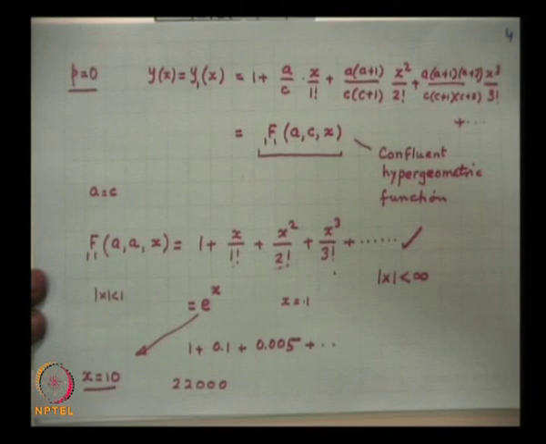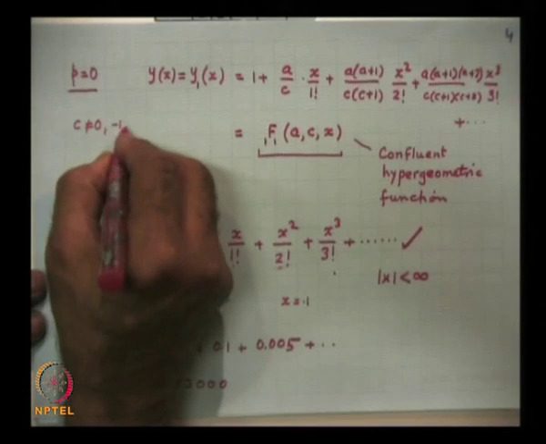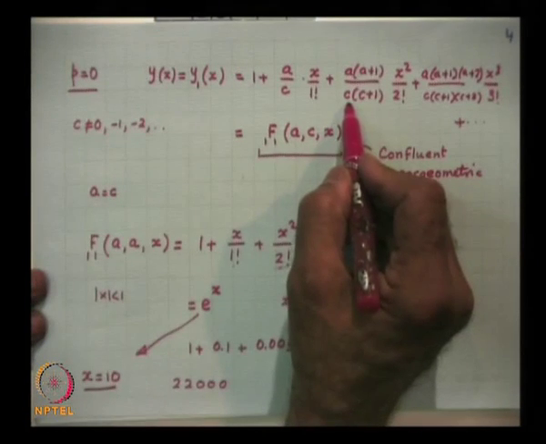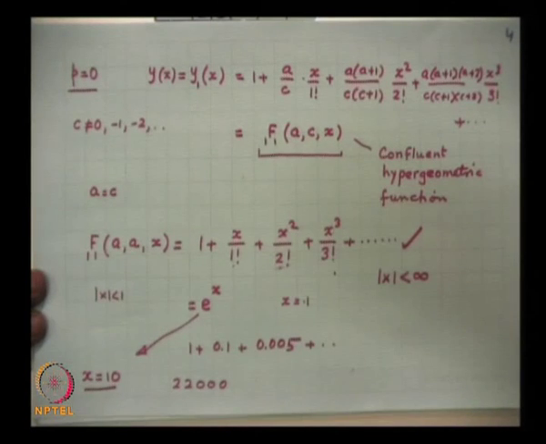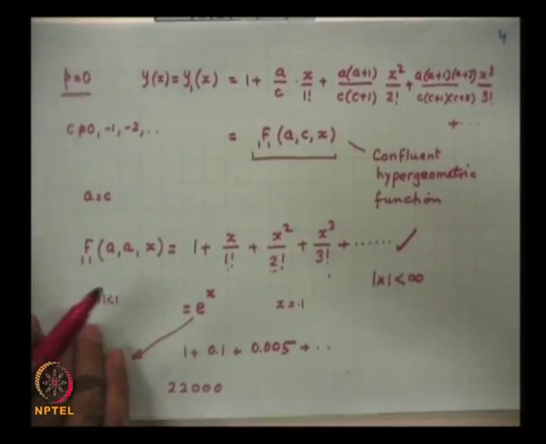So, therefore, this is a valid solution of the confluent hypergeometric equation for all values of x, except for c not equal to 0, -1, -2, etc. Because for c equal to 0 or a negative integer, this denominator will be 0, and therefore, the function will blow up. Now, let me look at the other solution.